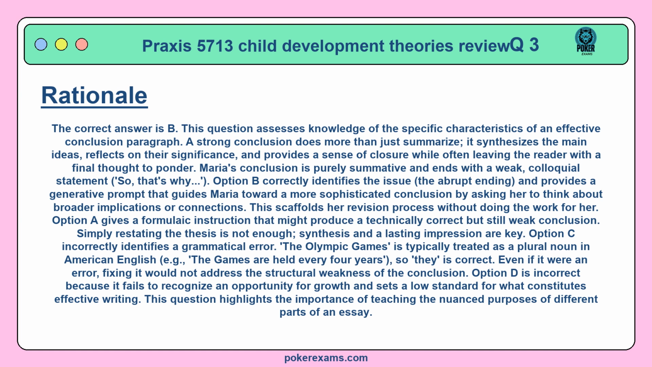Option C incorrectly identifies a grammatical error. The Olympic Games is typically treated as a plural noun in American English, e.g., the Games are held every 4 years, so they is correct. Even if it were an error, fixing it would not address the structural weakness of the conclusion. Option D is incorrect because it fails to recognize an opportunity for growth and sets a low standard for what constitutes effective writing. This question highlights the importance of teaching the nuanced purposes of different parts of an essay.